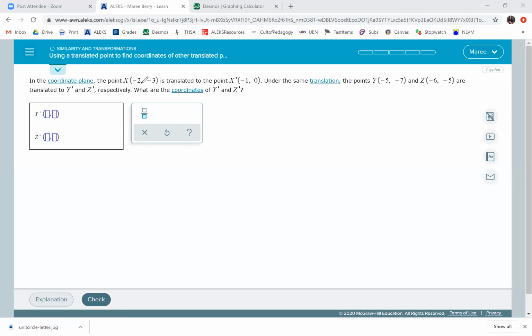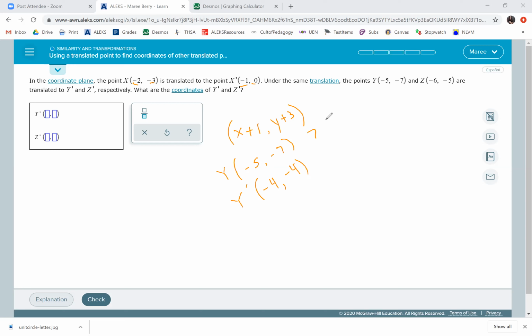So to get from -2 to -1, we're going to add 1. So we're going to do x plus 1, whatever x is, and then -3 to get to 0. So -3 plus something has to equal 0, so it's going to be +3. So we added 3 to y. So that's what we're going to do to both points. So if y is (-5, -7), y prime is going to be -5 plus 1, which is -4, and -7 plus 3 is -4. So y prime will be (-4, -4).